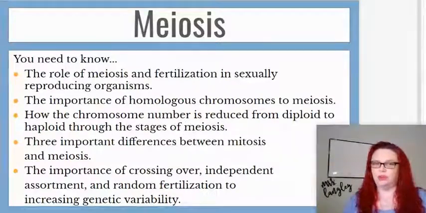Now, the things that you need to know are the role of meiosis and fertilization in sexually reproducing organisms, the importance of homologous chromosomes to meiosis, how the chromosome number is reduced from diploid to haploid through stages of meiosis, the 3 important differences between mitosis and meiosis, and the importance of crossing over, independent assortment, and random fertilization to increase genetic variability. You'll notice that there's an awful lot of vocabulary terms in there. Make sure you learn your vocabulary for this unit. It's going to be very important.